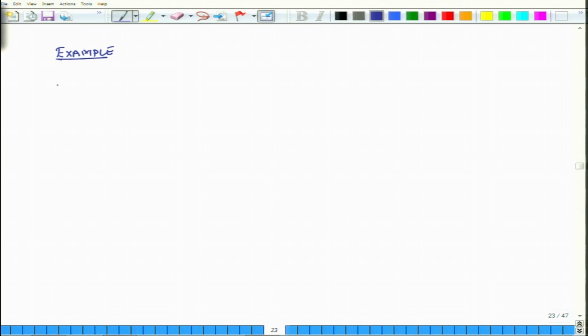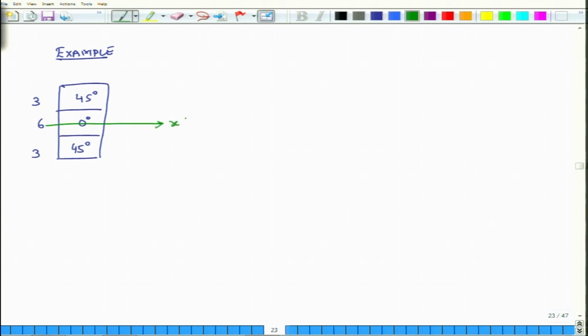The example is that we have a composite with 3 layers. The top layer is 3 millimeters thick, the bottom layer is 3 millimeters thick, and the middle layer is 6 millimeters thick. The top layer has an orientation of 45 degrees, the bottom layer also has an orientation of 45 degrees, and the middle layer has an orientation of 0. So, my mid plane passes through the 0 degree layer, this is the x axis.